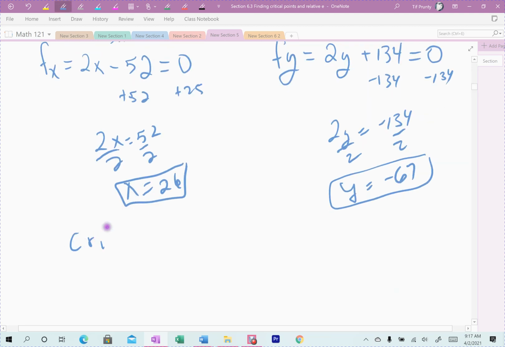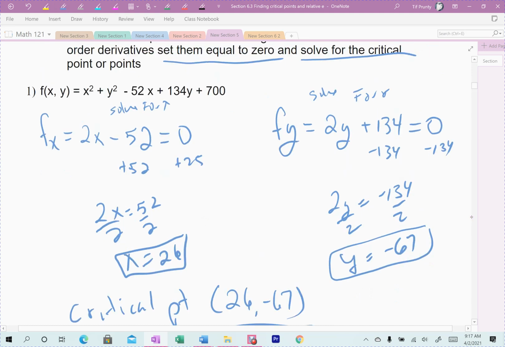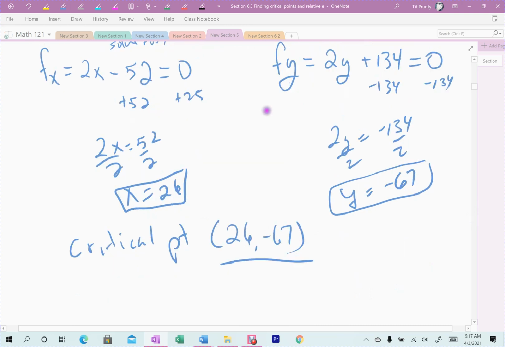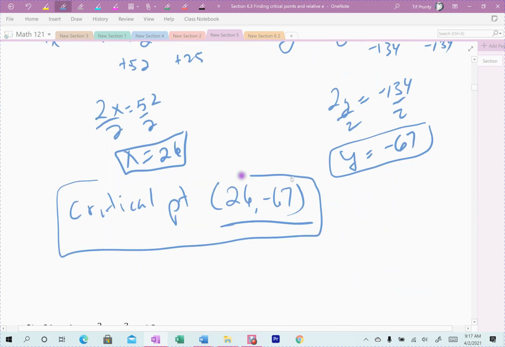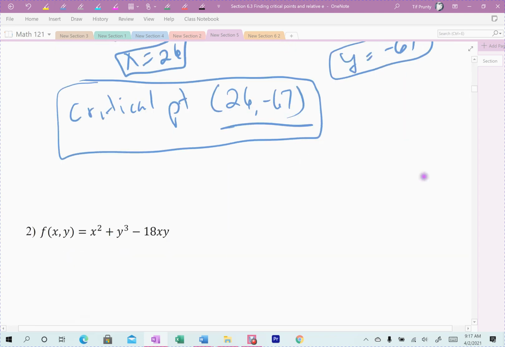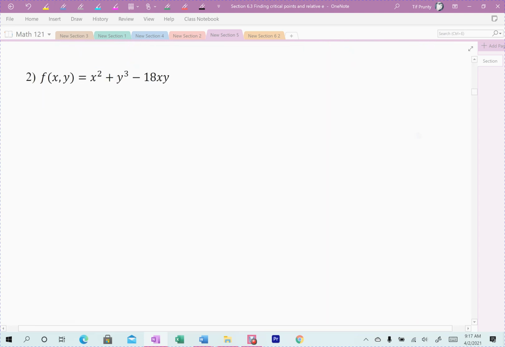So the critical point is 26, negative 67, and it is in the domain. Most of ours will be all real numbers, right? I can plug anything I want into f of x. And so this would be the possible place where I could have a max or min, or neither. Again, the same thing like we did with the first order derivatives. I'm going to go ahead and do problem 2.